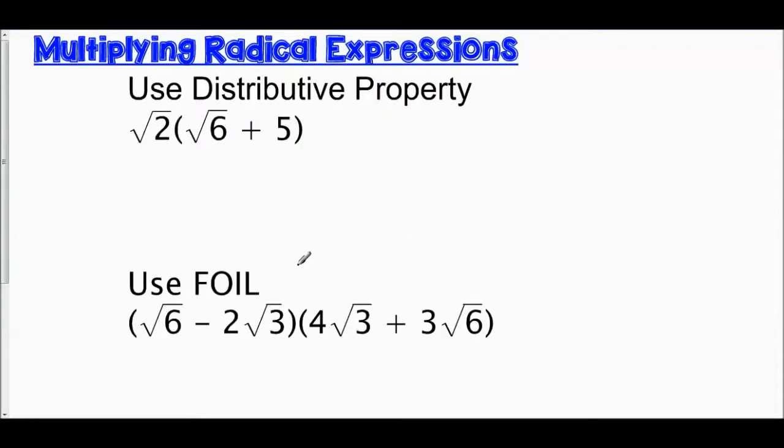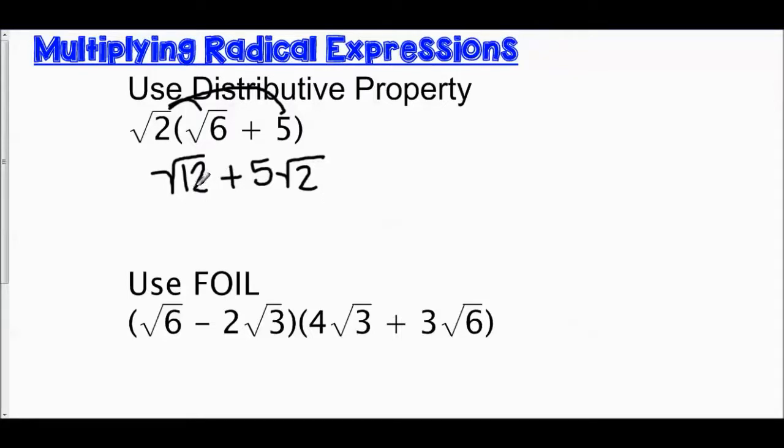When multiplying radical expressions, this can be done a couple of different ways. If you have a monomial times a binomial, one term outside the parentheses times two terms on the inside, you're going to use the distributive property. So I'm going to multiply 2 times the square root of 2 times the square root of 6, which would be the square root of 12. Plus, I'm going to multiply the square root of 2 times 5. The 5 goes in front of the radical, 5 times the square root of 2. Now I need to make sure none of these can be simplified.